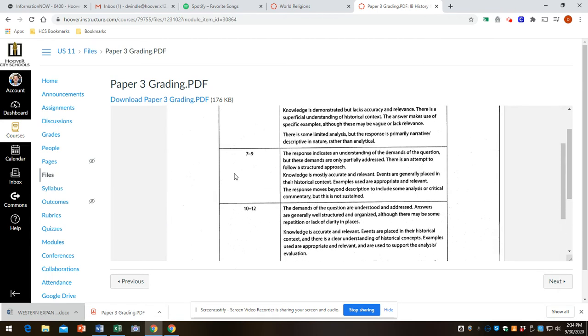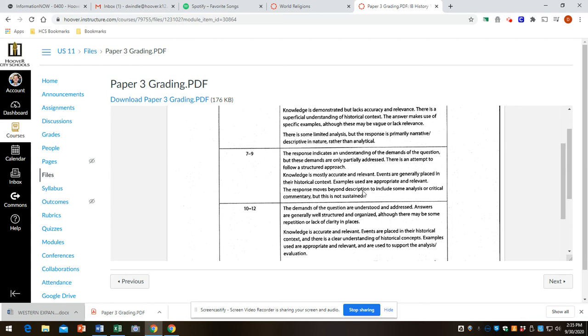Let's go down though to the 7 to 9 mark band. The response indicates an understanding of the demands of the question, but these demands are only partially addressed. There is an attempt to follow a structured approach. Knowledge is mostly accurate and relevant. Events are generally placed in their historical context. Examples used are appropriate. So mostly, generally, so structure, okay. Knowledge, okay. There is no mention of other perspectives, so you didn't do that at all.